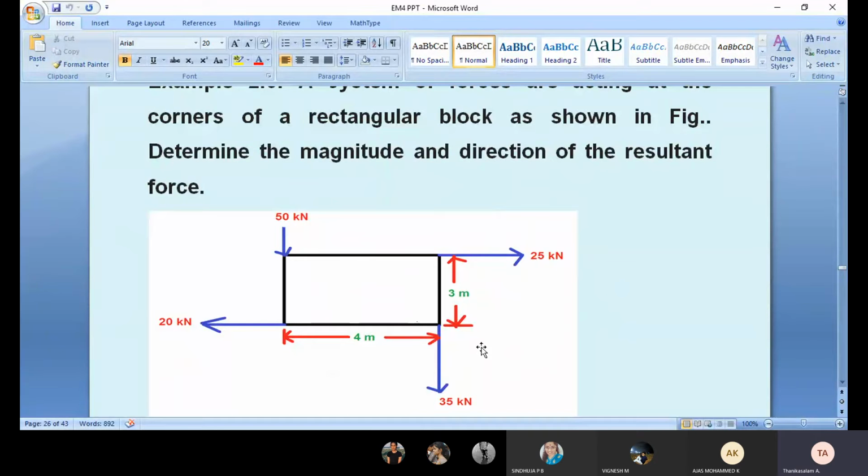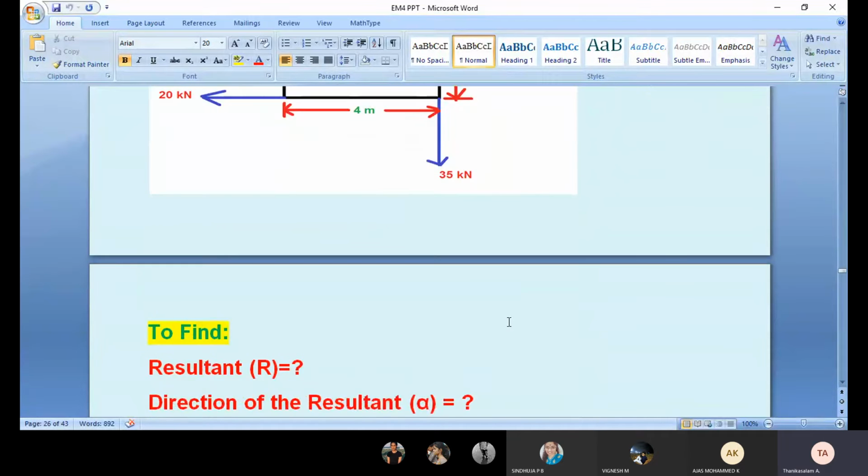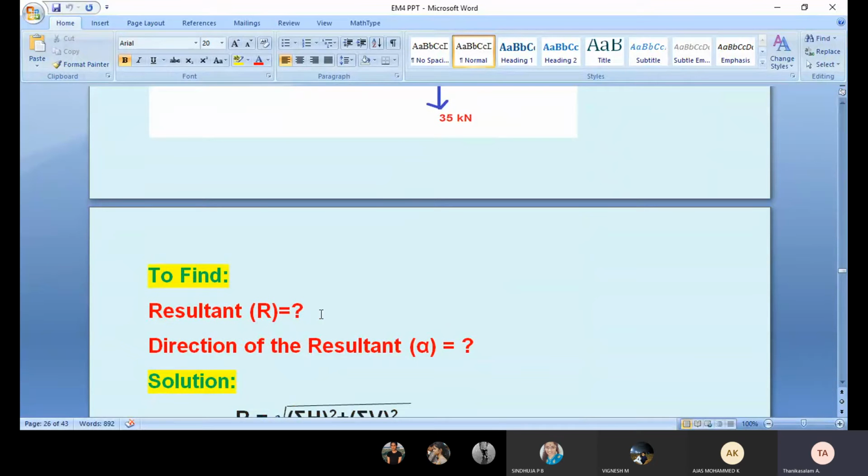See how many forces are acting, Sindhuja? How many forces are acting on the rectangular block? So 4 forces are acting. So we can't use the parallelogram. Understand? We have to go for R equal to square root of summation of H squared plus summation of V squared. Students understand, only for 2 forces can we find the resultant with the parallelogram. This is more than 2. So we want to find the resultant from the given data and diagram.